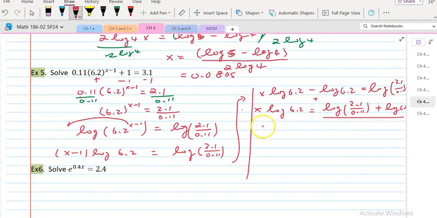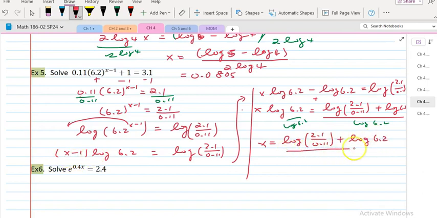Now I divide by log 6.2. So x is equal to log of 2.1 over 0.11 plus log 6.2, because earlier we have an add, and then the whole thing divided by log 6.2. That's the answer. So let's put it in the calculator.